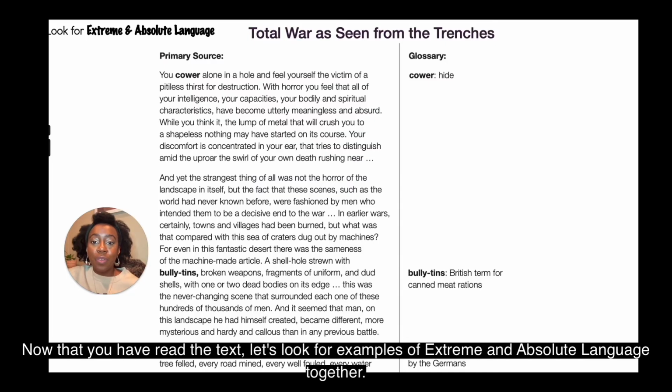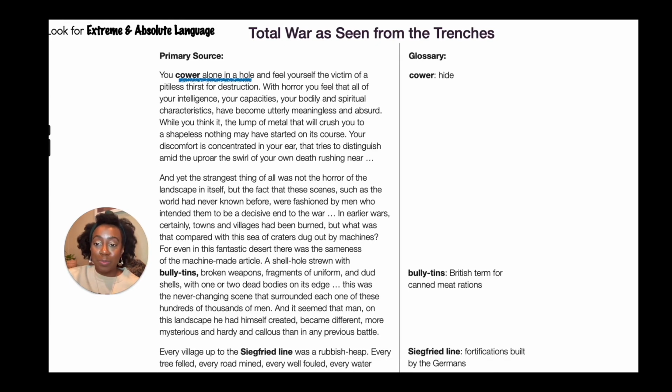Now that you've read the text, let's look for examples of extreme and absolute language together. This is the first one that jumped out to me. You cower alone in a hole, right? The victim of pitiless thirst for destruction, the lump of metal that will crush you into a shapeless nothing.